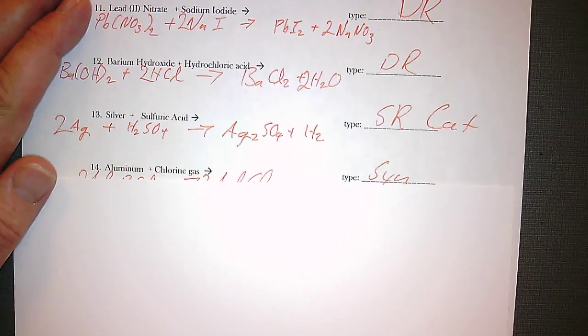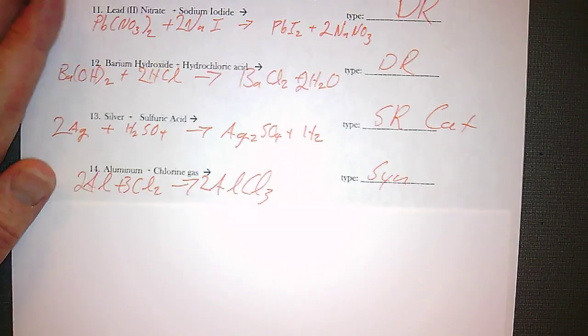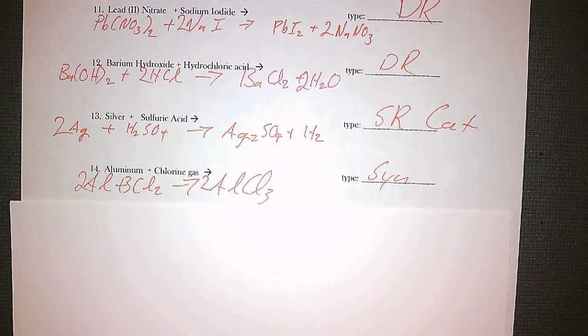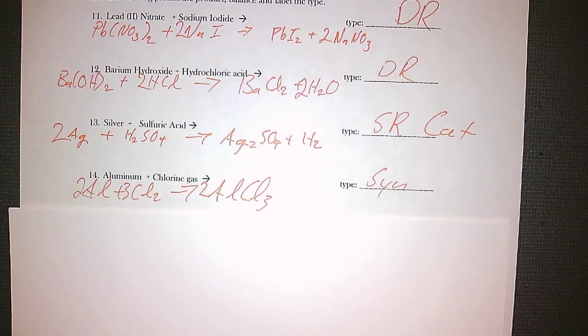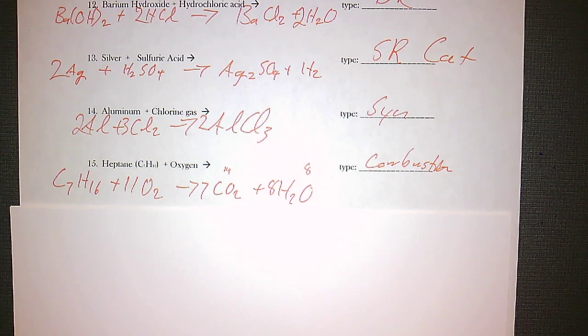Going onward, aluminum plus chlorine. So Al plus Cl2 gives me AlCl3, and you'd have 2 aluminums plus 3 Cl2s gives me 2 AlCl3, and that is synthesis. And last but not least, heptane, C7H16 plus oxygen gives us CO2 and H2O, and that's combustion. And you'd have to have 11 oxygens, 7 carbon dioxides, and 8 H2Os.